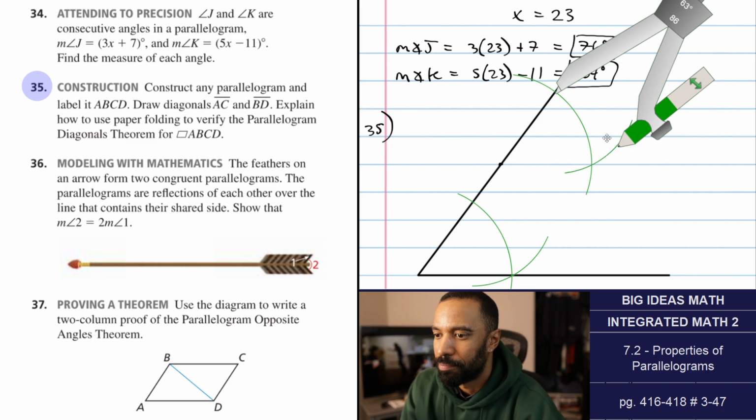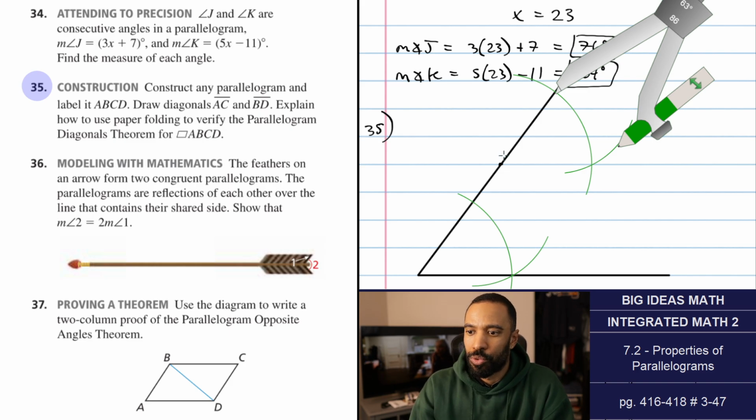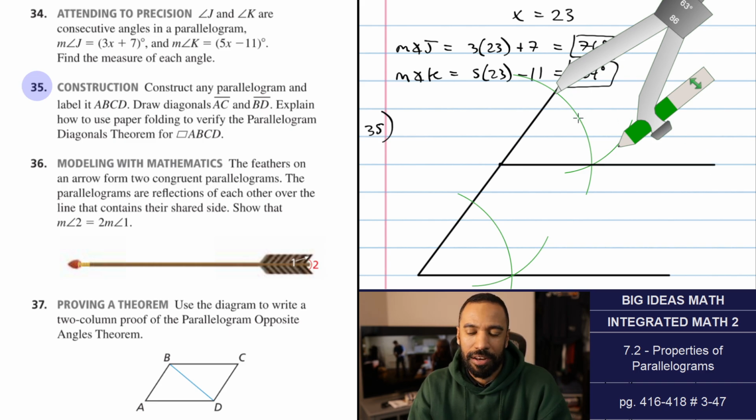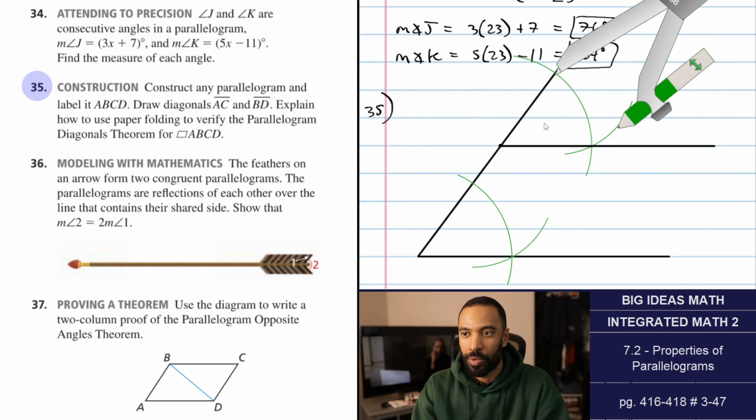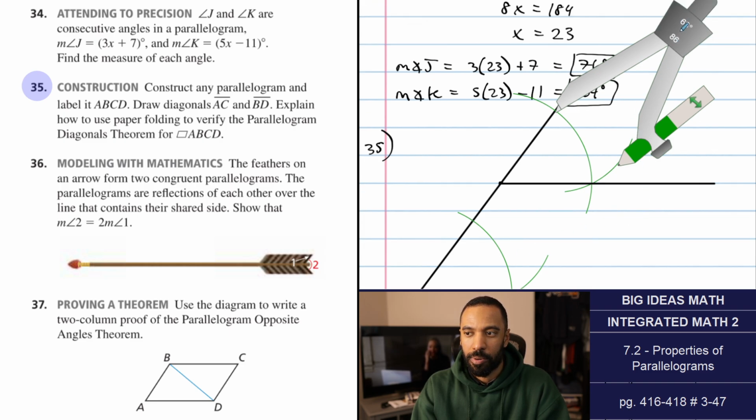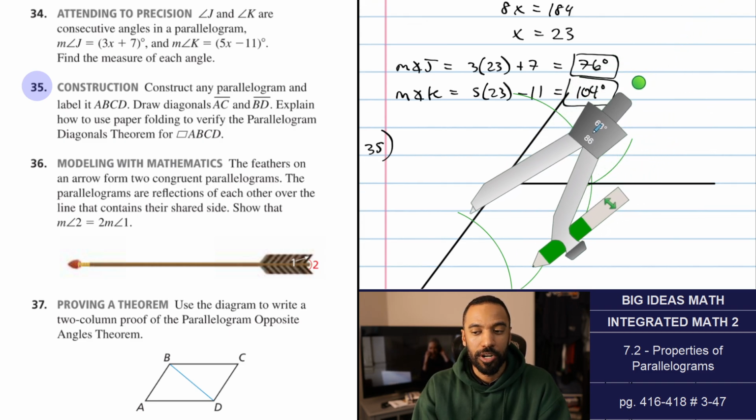I'll just simulate it. That is where I would draw a line through, from this point where I started through there. So now I can draw a line that looks like that right there that would go through that, if that makes sense. And then voila, I've made parallel lines because I made congruent corresponding angles. So that's my first part of this as far as construction goes. Next part is pretty easy.